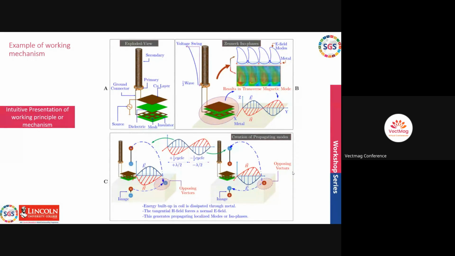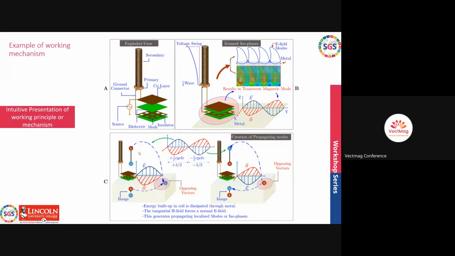Focus on the working principle of your listing. Okay, here you have shown an exploded view. Here you show how the voltage swing is happening in this open-ended secondary. And then here you show what kind of field is generated because of this. This is the kind of field, transverse magnetic mode field. And then there are isophases, scenic isophases, which are created. Now, how is the field interacting with the metal sheet and why these phases are formed? That's what you are explaining here.